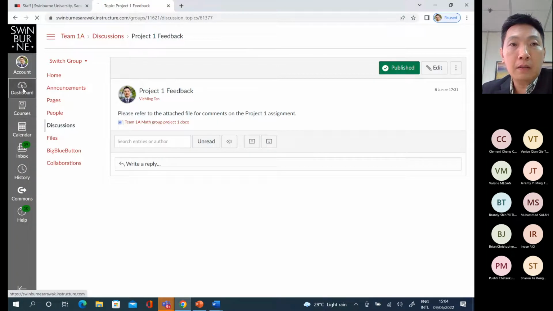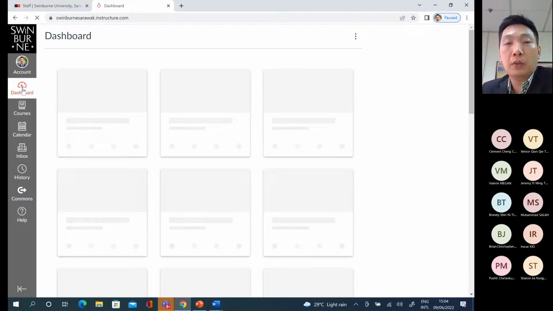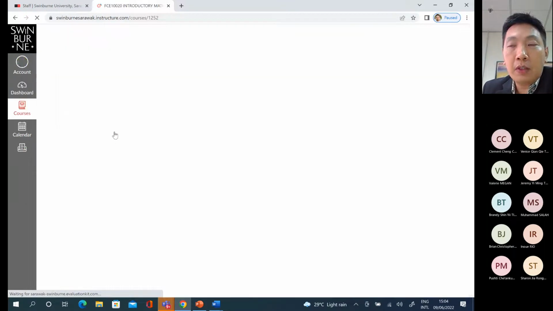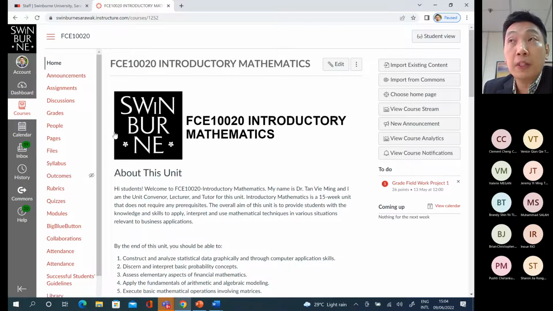Okay, let me go back to the unit outline. Week 11. This week is already week 8. So you have about 3 weeks to complete your assignment project 2. So this time you need to use the group data formula, because the frequency distribution table refers to the group data.